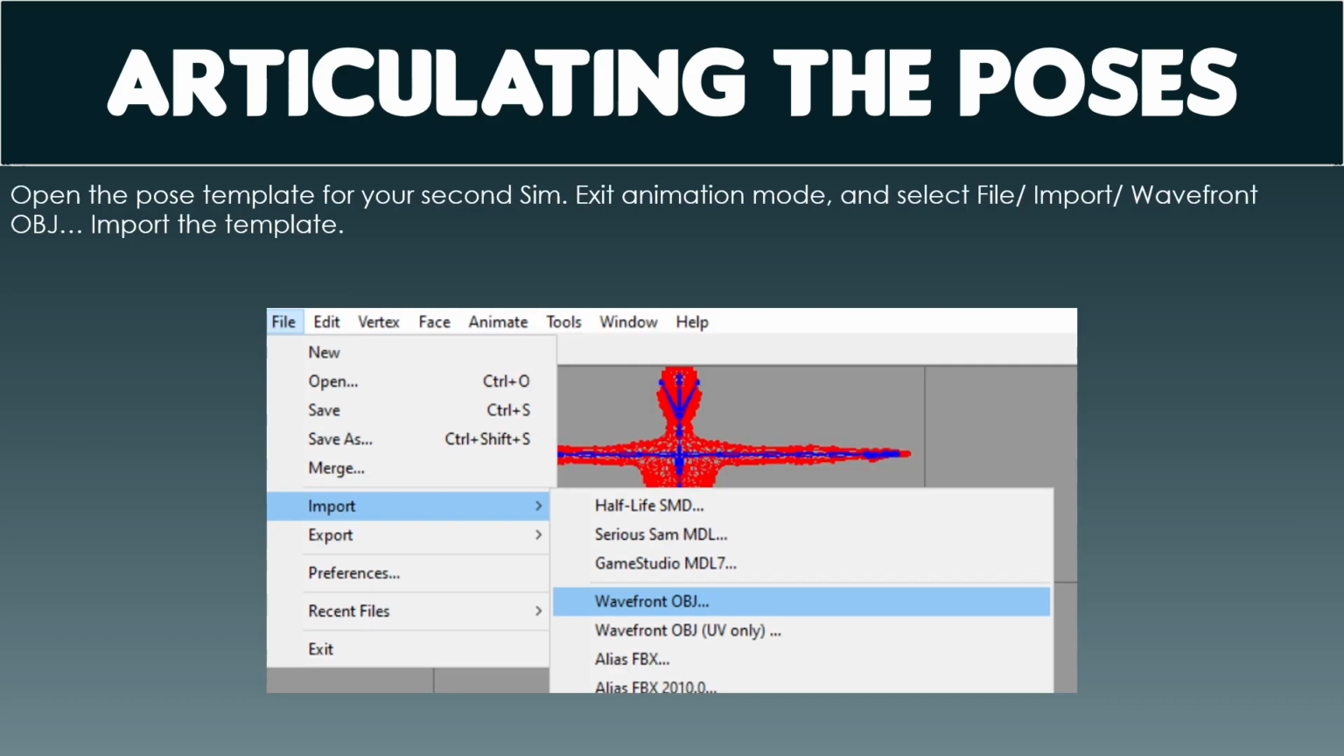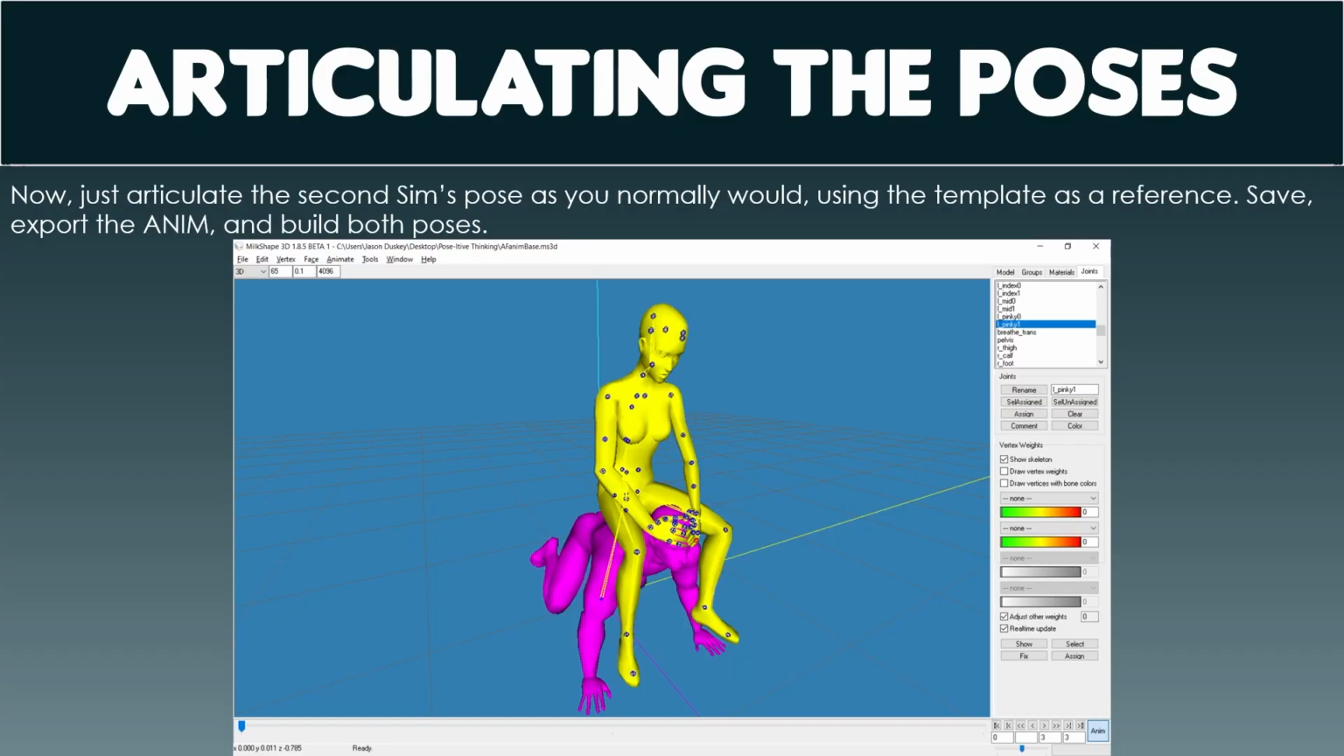Then open the pose of the second sim. We need to exit animation mode. Then we go File, Import Wavefront Object, and we import the first sim's template. We articulate the pose of the second sim around the first sim. So in this one, we're just kind of making a rough pose based on the position of the other sim's body. So we can see she's got a nice place to sit here. We just kind of use the first sim as a guide to pose the second sim.